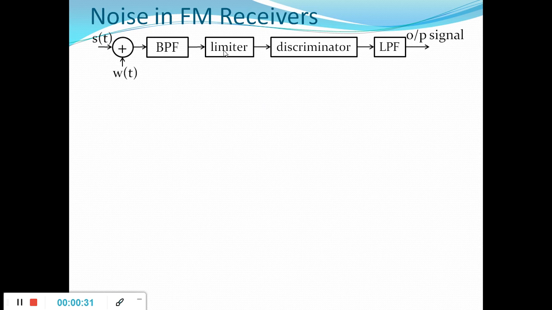This is then followed by the limiter, which limits the amplitude of the FM signal to a constant value. Here we are interested only in the frequency variations or the angle variations. The discriminator demodulates the signal. The low pass filter selects the desired frequencies, rejecting all other unwanted terms.